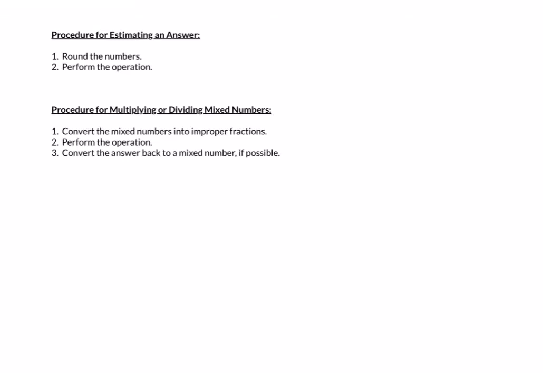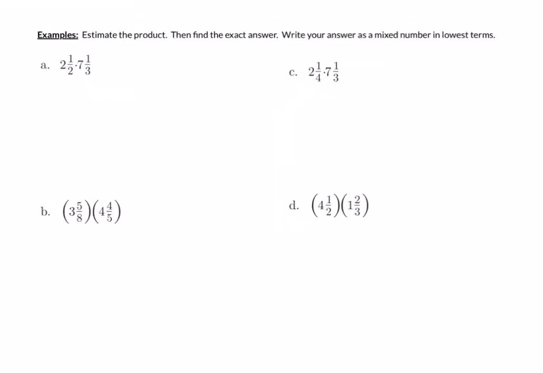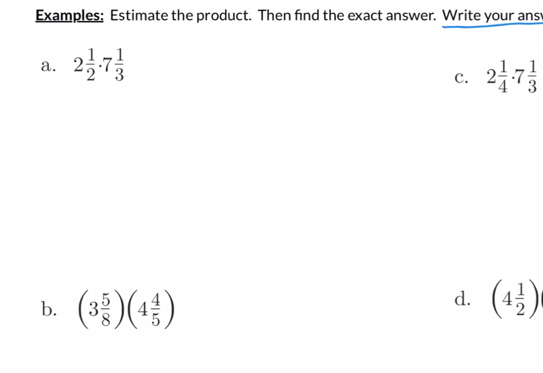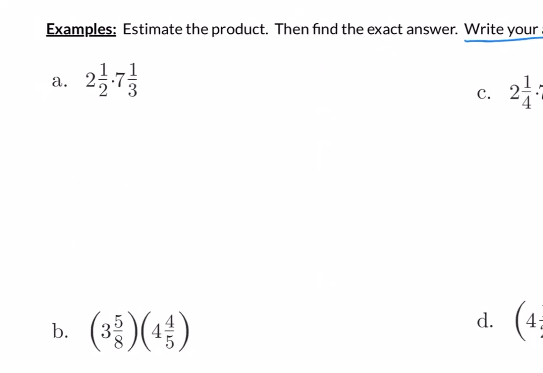All right, so let's go ahead and look at some examples. We'll start with multiplication. First thing we want to do is estimate the answer and then find the exact answer. And remember that when we do this, we want to always write our answer as a mixed number. Make sure you remember in lowest terms. All right, so let's start with example A. I'm going to start with my estimate.